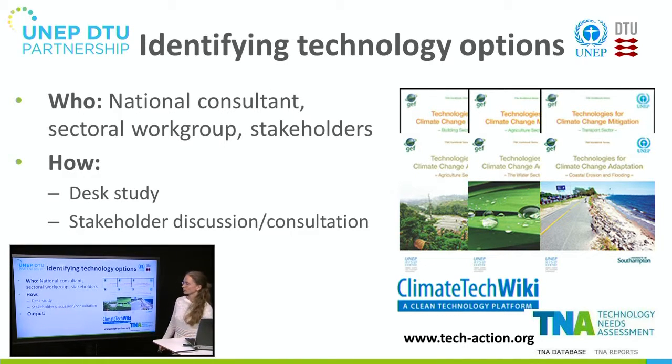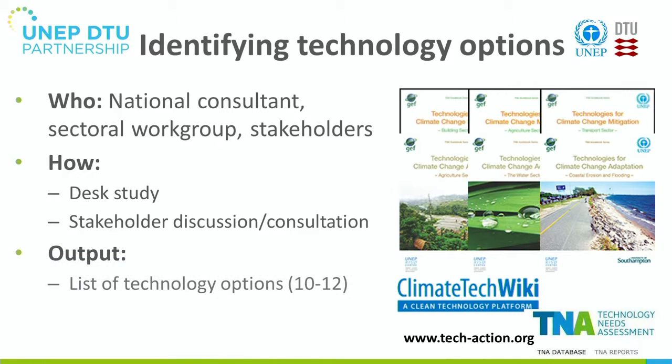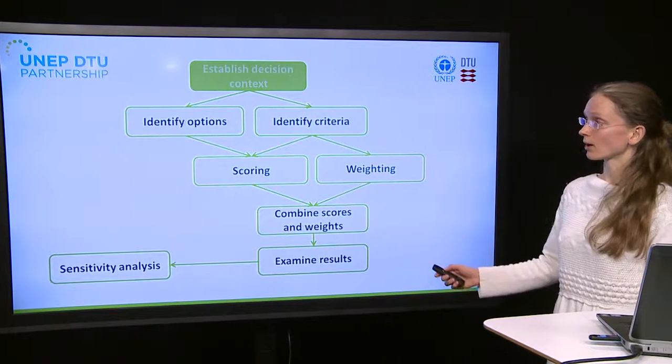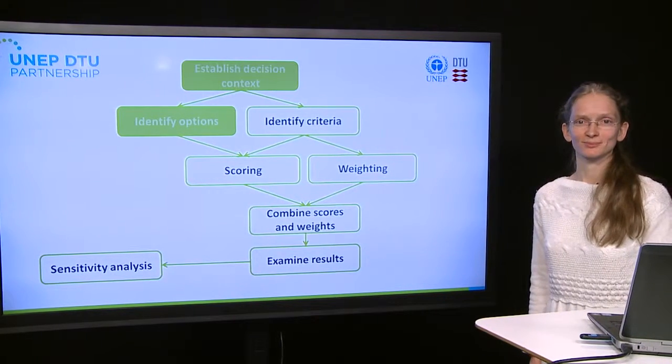And finally, the outputs of this step will be a list of technology options, probably around 10 or 12 for each sector. And they will be accompanied by fact sheets for each of the technology options. So we have now identified the technology options.